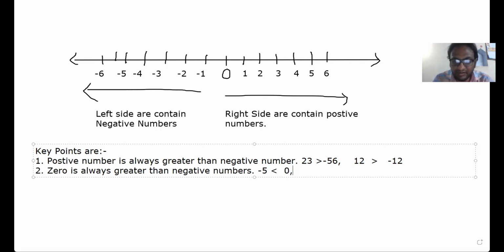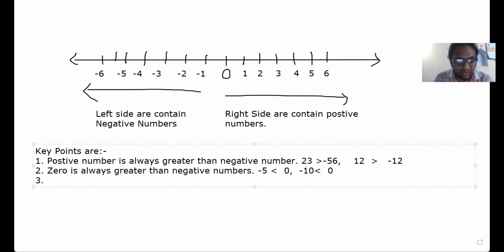One more example: suppose one number is minus 10 and the other is zero. Which number is greater? You can easily identify that zero is greater than minus 10. Yes, minus 10 is less than zero. So this is another point.